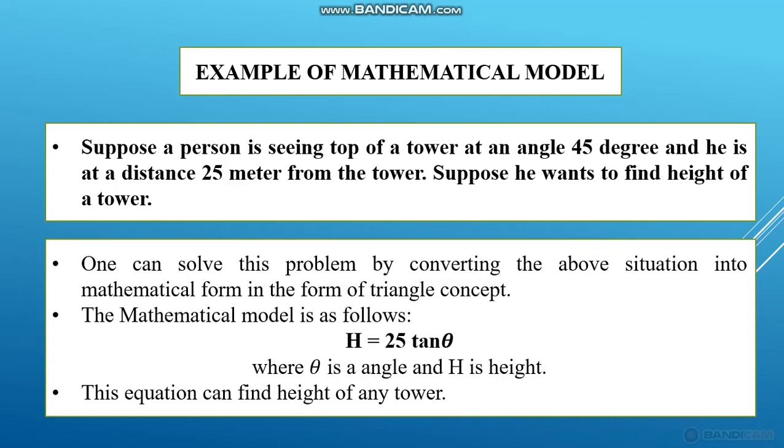Here theta is the angle and h is the height. By using this equation we can find the height of the tower. This problem is a situation, and we are converting the situation into a mathematical form to solve the problem, that is, to find the height of the tower. So this is an example of a mathematical model. We are converting a system or a situation into a mathematical form.